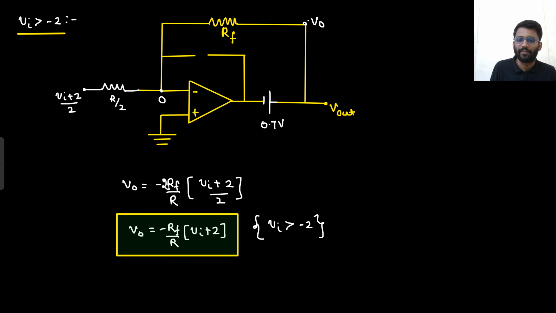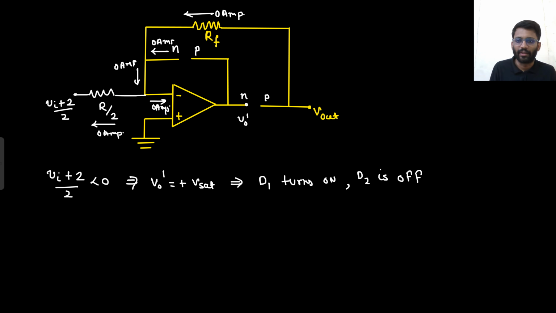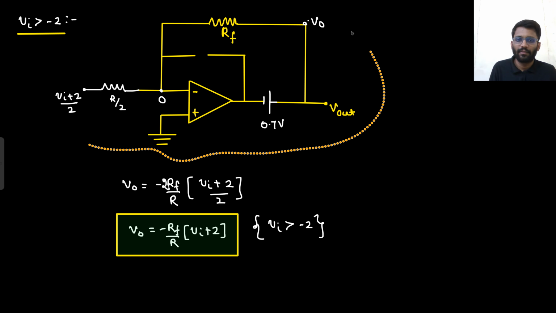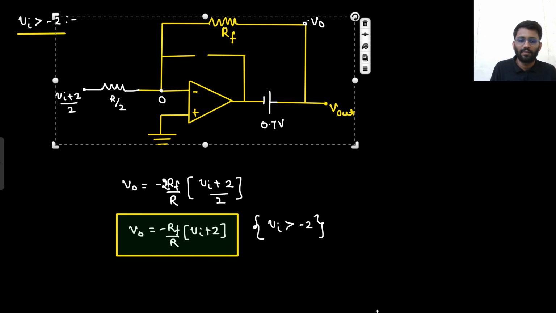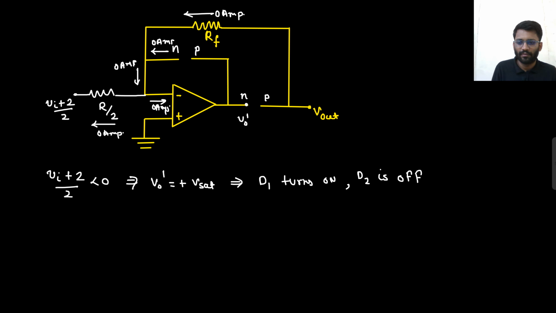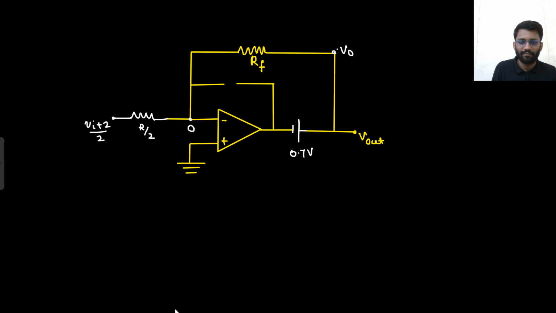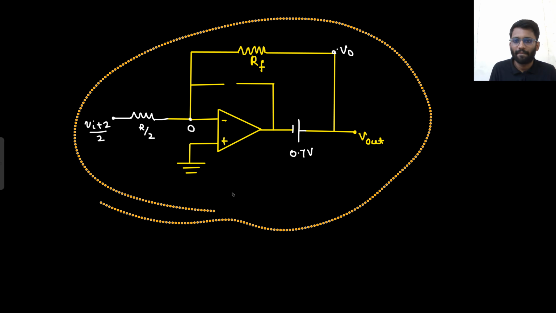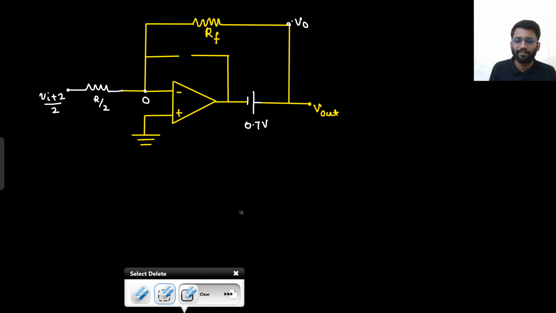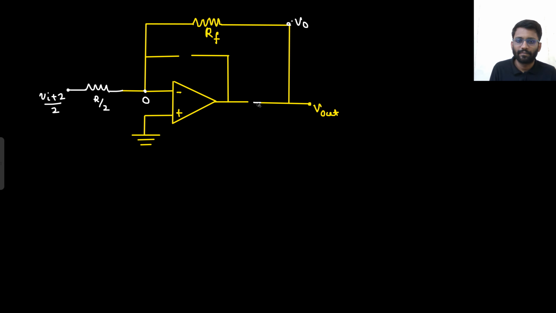Not the main circuit, because in the main circuit I will have to make R by 2 again and again. So I'm going to copy this circuit. Okay, this node is V naught. Okay, forget about this. So this is turning on now, right? And this diode is off.